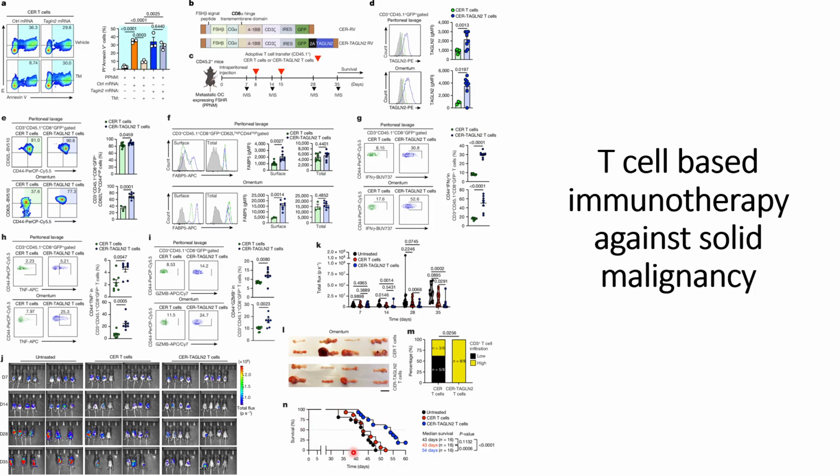And next they check the survival rate in the aggressive ovarian cancer stage, or ovarian cancer at the higher stage. What they have found out is that the CAR T cells are not able to increase the survival expectancy of the mice compared to the untreated cells, whereas the TAGLN2 T cells are able to increase the survival expectancy of the mice. That can be seen in the panel L.